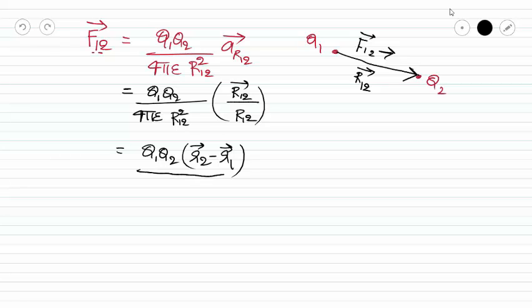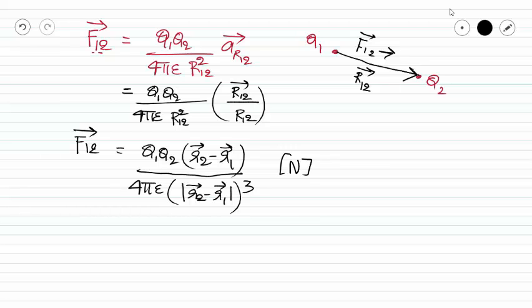So divided by 4 pi epsilon. Here I am having R12 square, here R12. Simply this will become R12 cube, or in other words, we can write the magnitude of R2 bar minus R1 bar whole cube. So this is the final expression for the force acting on charge Q2 due to Q1. The units are newtons. This is F12 bar.